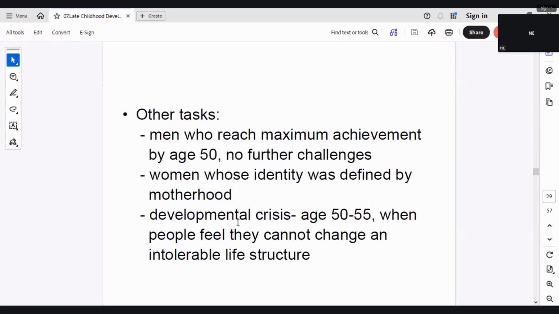And so another thing being a developmental crisis by age 50 or 55, when you feel like you cannot change an intolerable life structure. When you come to that realization, some people don't, life goes on, but at the age of 50, 55, when you realize that your kids have left the house, so what am I? Who am I? And so how does that impact mental health?